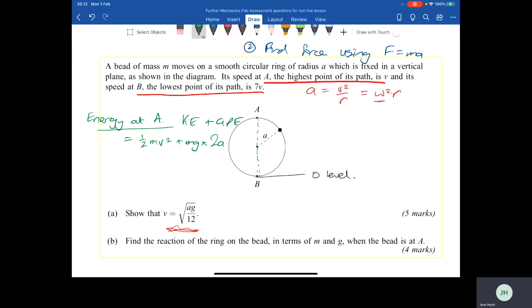And then the energy at B. So kinetic energy plus gravitational potential energy is equal to kinetic energy, a half m, its velocity is 7v. Of course, there's no potential energy because we're at the bottom. So that will be 49 over 2 mv squared.